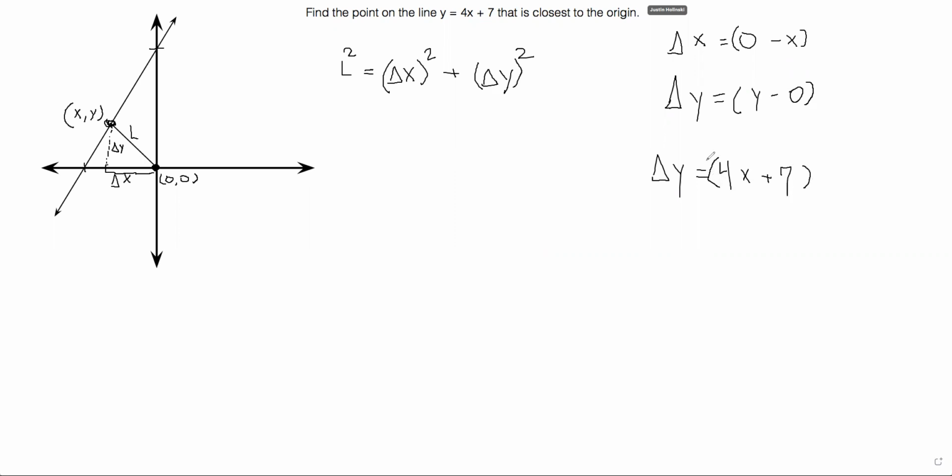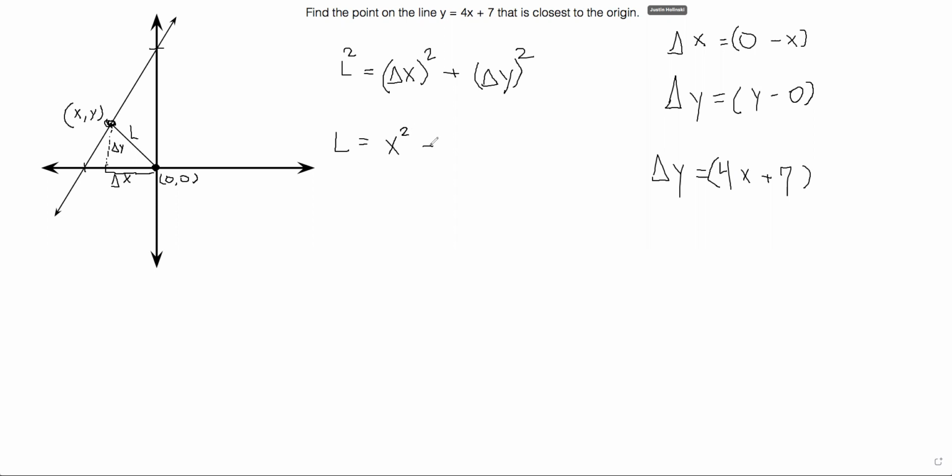So now we have all the relevant information we need to plug in to start solving for this. I'm going to just take the square root of both sides of this equation, because we know we're not going to want L squared. We're going to just want L for this particular situation. So we're going to have L is equal to delta x squared. Just like with the y, 0 minus x just turns into a negative x, and when we square a negative x, we get positive x squared. So that means delta x squared is going to be positive x squared.